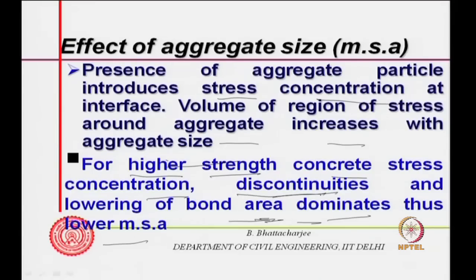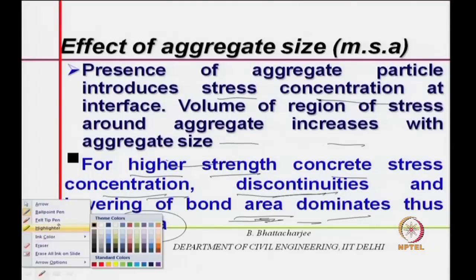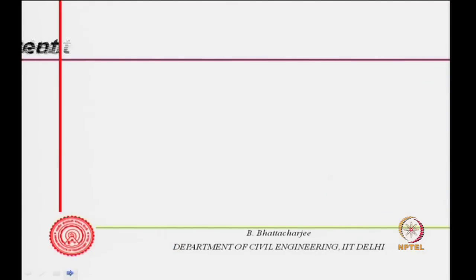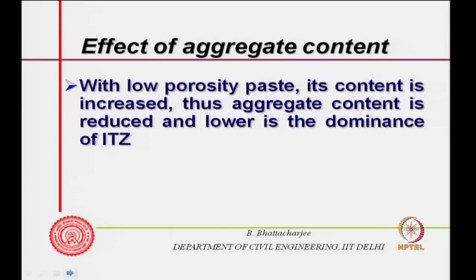So, all these discontinuities at the interface, stress concentration, bond area, all this dominates. Thus, we generally use lower MSA, and we looked at this earlier also, we are just reiterating that MSA should be lower in case of high strength matrices. So, generally you have much lower MSA in this sort of matrix. With low porosity paste, its content is increased, thus aggregate content is reduced, and the dominance of ITZs is lower.